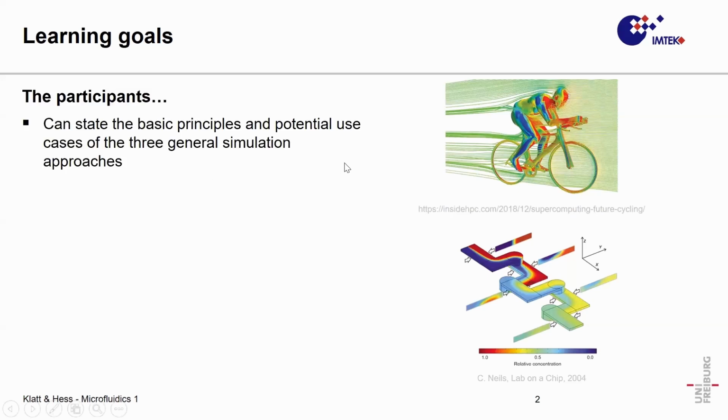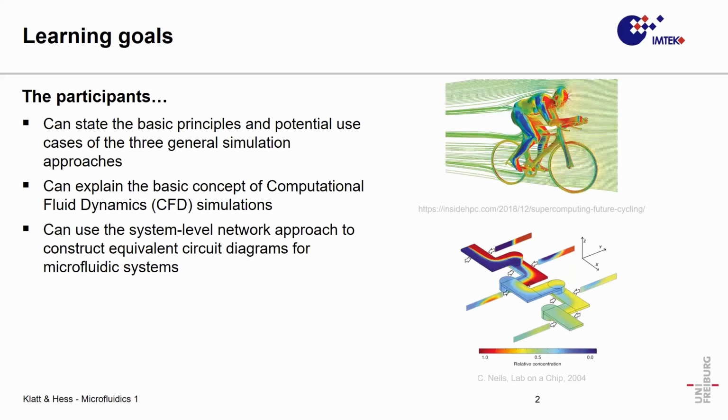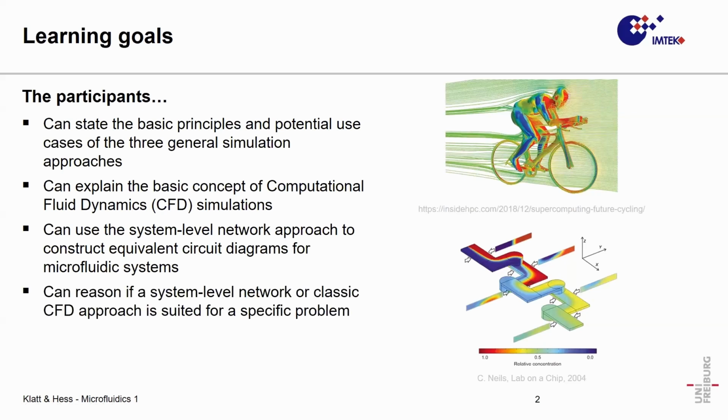After today's lecture, you should be able to state the basic principles and potential use cases of the three general simulation approaches. You can explain the basic concept of computational fluid dynamic simulations. You can use the system-level network approach to construct equivalent circuit diagrams for microfluidic networks. And you can reason if a system-level network or a classic CFD approach is suited for a specific application.